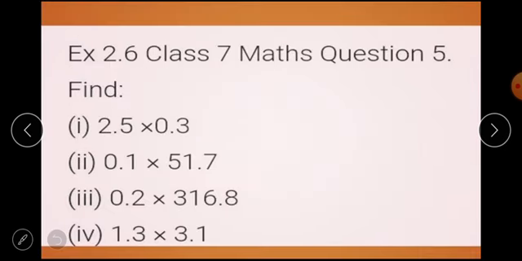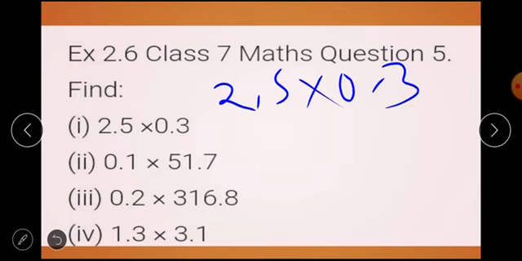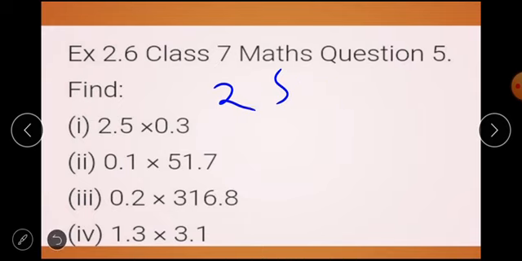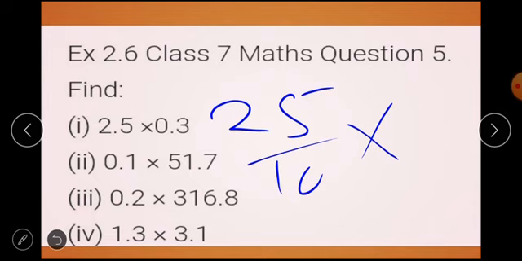Now move to the next question, question number 5. What is given? 2.5 into 0.3. After removing the decimal you can write the question as 25 upon 10, and the other number in this form as well. So what are you getting? After removing the decimal you can write it like this: 25 upon 10 into 3 upon 10.